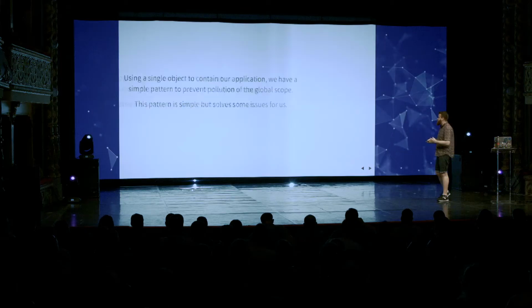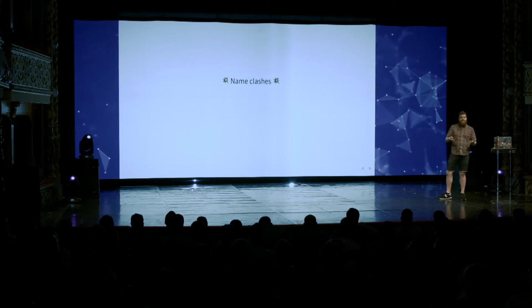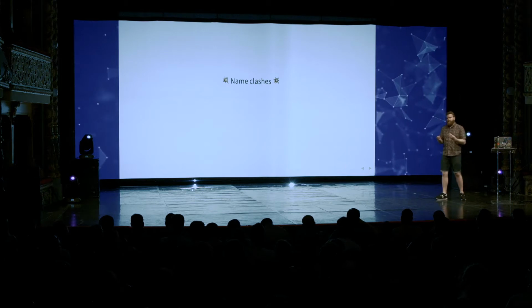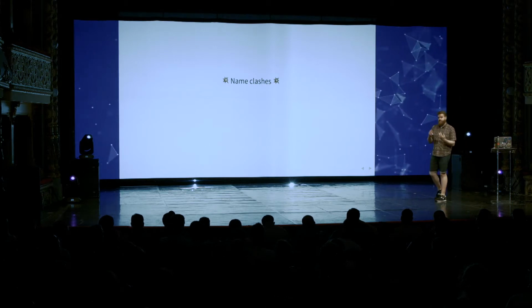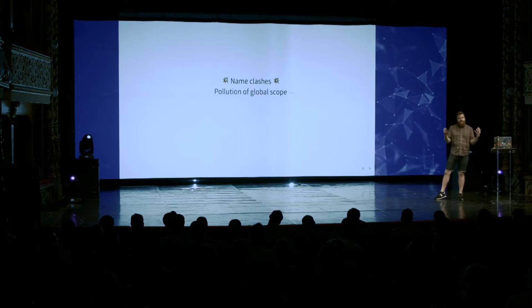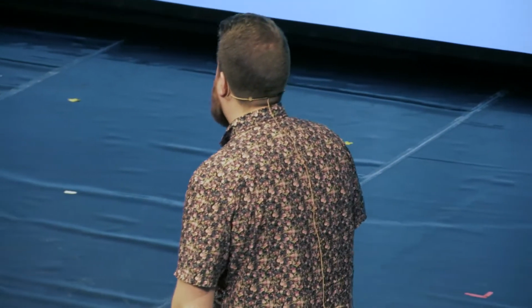It solves a couple really simple issues for us. Prevents the issue of name clashes, so you should always think about the fact that your code is not the only code or the only JavaScript running on the page, so you want to try and contain that. And we do that by preventing the pollution of global scope. Introduce one app object and let everything else live inside of that. And then, of course, it's a solution to spaghetti code.